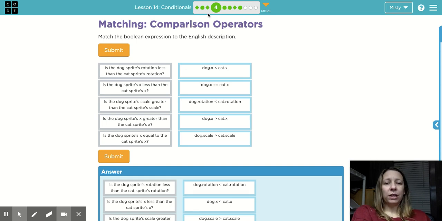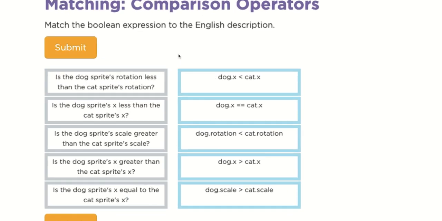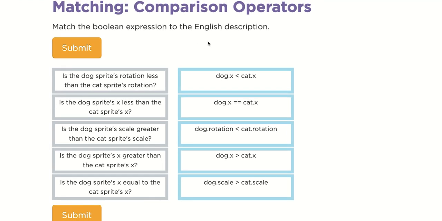All right, so hopefully you watched the video that Felicia just showed you from code.org, where she introduced you to the different conditional operators. And so now we're going to match the Boolean expression to the English description. So here's what we would say in regular old English, and this is what would be typed into the computer as a Boolean expression. Is the dog's sprite rotation less than the cat's sprite rotation? So I'm looking at the one with rotation. And this says dog rotation less than cat rotation.